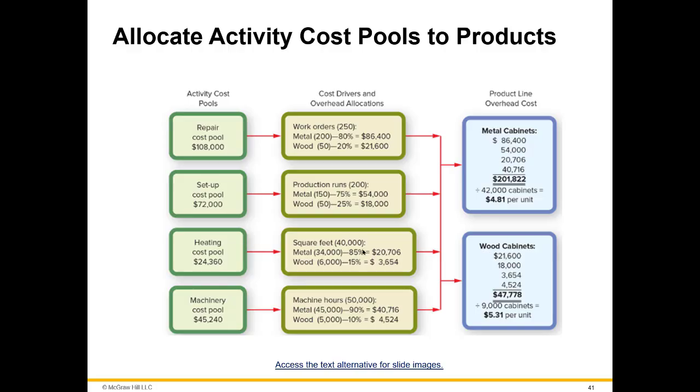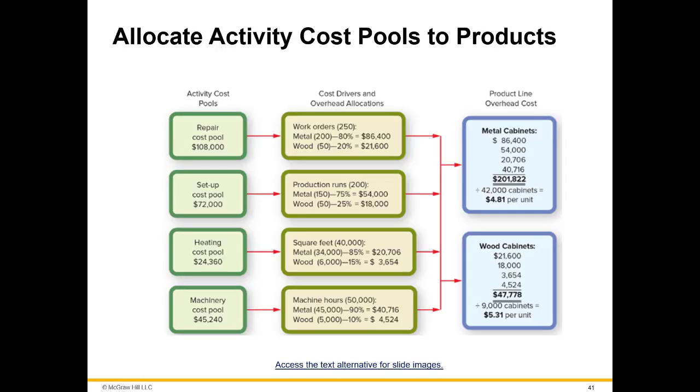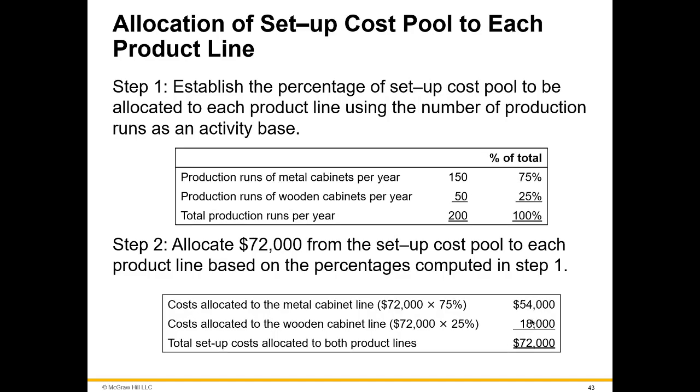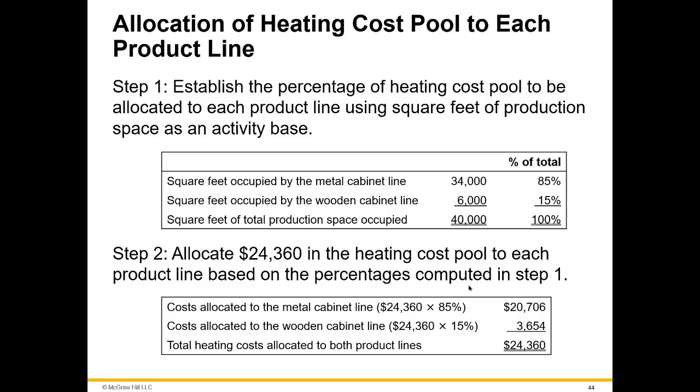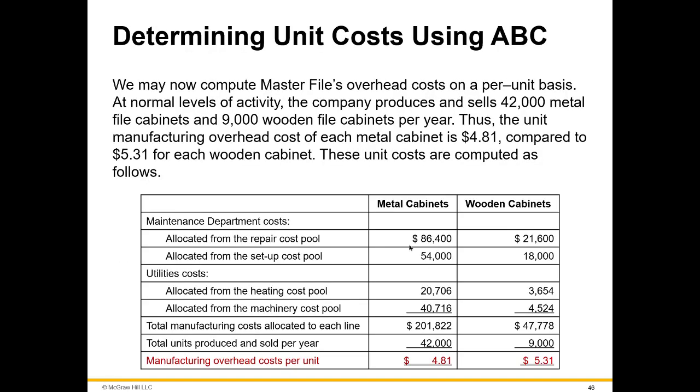Now the heating cost pool we're doing by square feet, and the machinery cost pool, we decided it made sense to do that by machine hours. And so we can kind of see what that looks like as we're allocating between the metal and the wood. Okay, so this is now just that detail of how it was allocated into 86.4 and 21.6. So here's 86.4 and the 21.6. All right, so there's repair costs, here's setup and its allocation, here's heating and its allocation, and here's machinery and its allocation. And in total, we're going to have the manufacturing overhead cost per unit of 481 and 531.